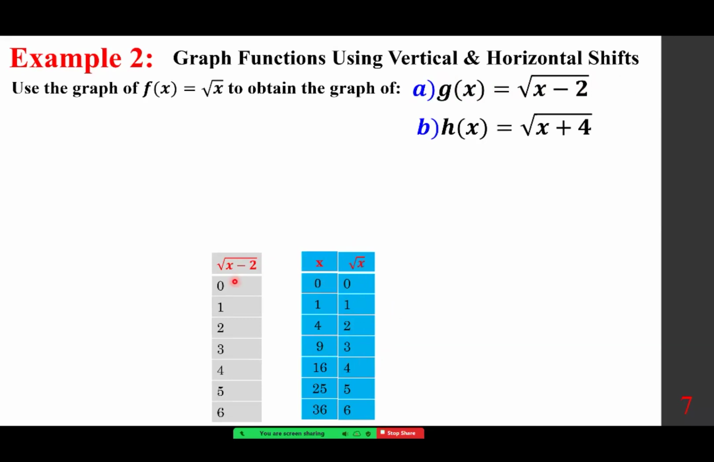So how do I get to 0 here? If I choose x to be 2, I get 0. How do I get to 1? If I choose 3, 3 minus 2, square root of that is 1. How do I get to 2? Over here was 4, because square root of 4 is 2.